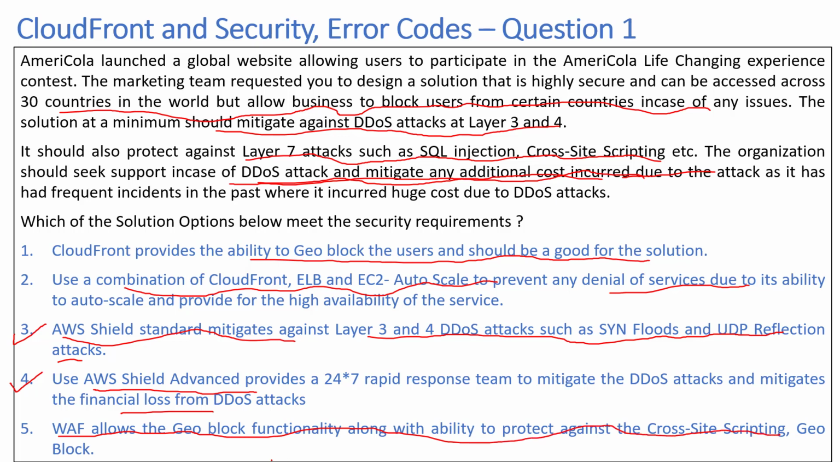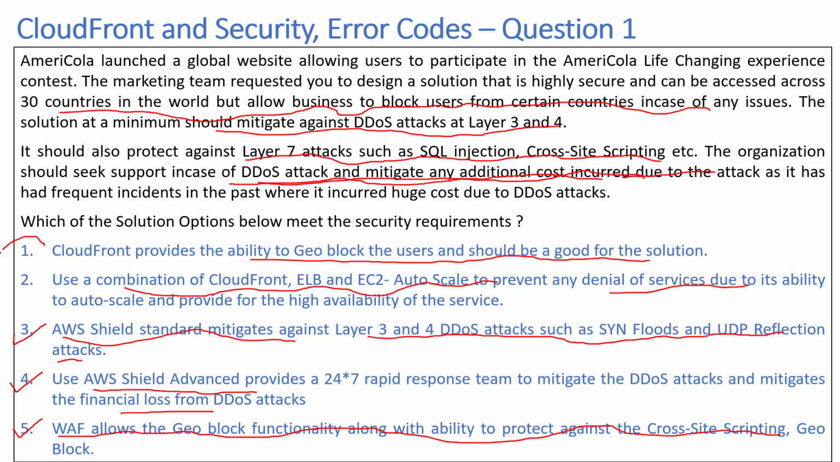Okay, now the last one is WAF allows the geo block functionality along with the ability to protect against cross-site scripting. So that is one of our requirements, that it should be able to protect against layer 7 attacks such as SQL injection, cross-site scripting, which other options do not provide. So this is definitely one of the requirements that we have in the question. So this ticks the box as well.